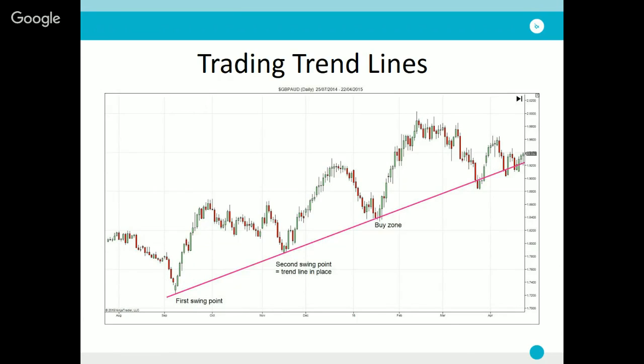Now, there are all sorts of ways that we can actually trade trend lines in terms of our entry mechanism. And it really comes down to applying some of your own personal trading preferences. Now, this is a daily trend line.